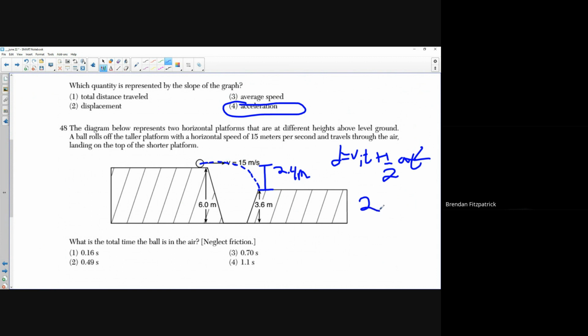The distance is 2.4 meters. It's starting from rest because we're only looking at the vertical direction here, and in the vertical direction, the initial velocity is 0. The acceleration is 9.81. I'm looking for the time, and I know the distance was 2.4. So 2.4 equals 1/2 times 9.81 times t squared, and I'll solve for it. So I'm going to do 2.4 times 2 divided by 9.81 and take the square root of that answer to get about 0.7. 48 is choice 3.